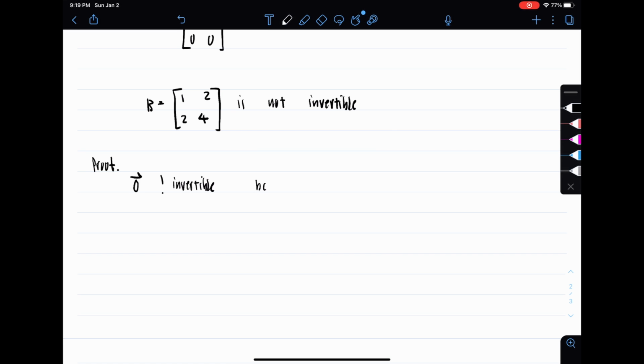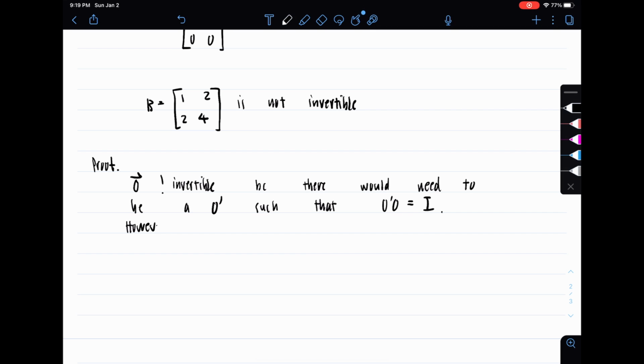So in order for us to make the zero matrix invertible, there must be a 0 prime such that 0 prime times 0 equals the identity matrix, which is simply not possible because, as we mentioned already, anything multiplied by the 0 matrix is going to be a 0 matrix.